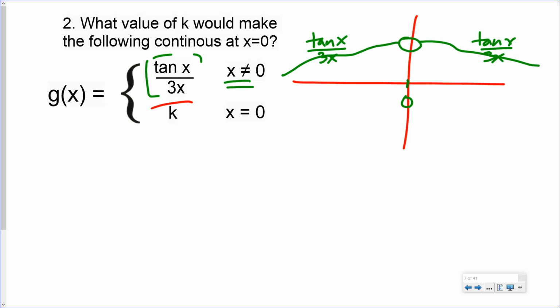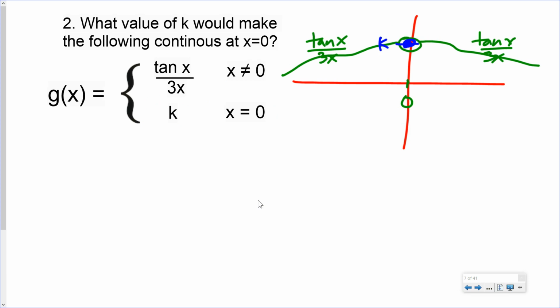The other thing I know is that when x is equal to 0, I have what value? K. So when x is equal to 0, that value is k. Now the question is, what does k need to be so that this thing is continuous? The way I drew it, is it continuous? No. So what needs to happen? It needs to go inside there. If k were equal to the limit coming from both sides, then this would be continuous.